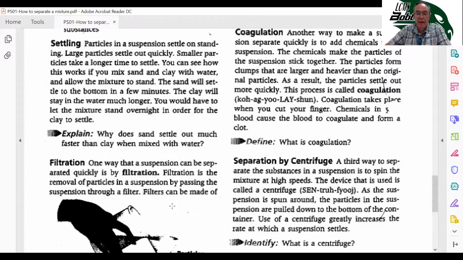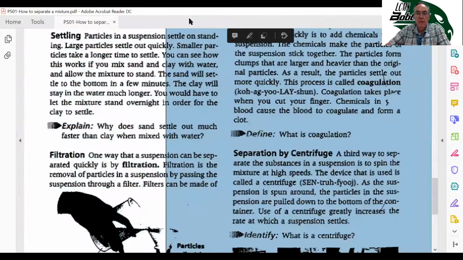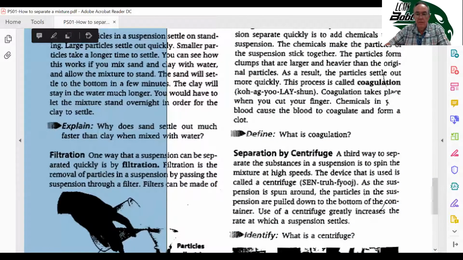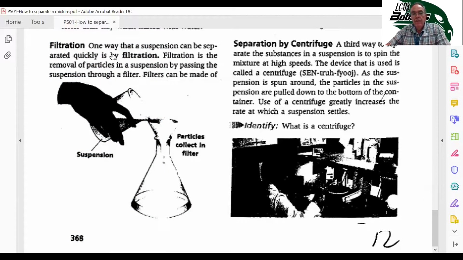Now, if I wanted to speed this up right away, I could put it in a filter. Filtration is one way that a suspension can be separated quickly. Filtration is removal of particles by passing the suspension through a filter. So I could take this funnel, put a filter, like a coffee filter, in here, and dump the suspension in there. The sand and the rocks are going to get stuck in the filter and the water will come out.